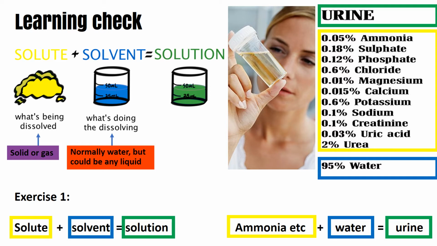So in exercise 1, you were asked to find out what the solute, the solvent, and the solution are in urine. I've put them into boxes. The yellow box is the solute, it's the ammonia, the sulfate, the phosphate. The blue boxes are your solvents, it's your water. The majority of this is a solvent, it's water. And then altogether, the solution is everything mixed, urine.